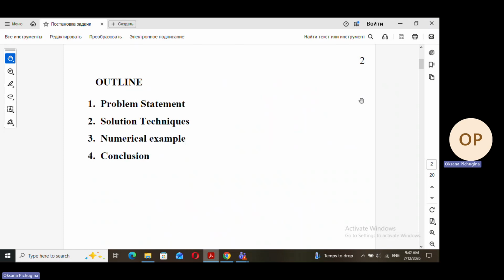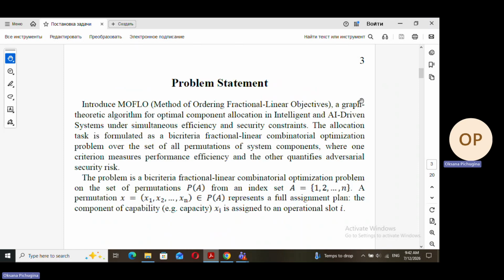The presentation has 4 parts: the problem statement, our solution technique, a numerical example, and conclusions. We introduce the method of ordering fractional linear objective on permutation, MoFlow. Each solution is a permutation representing a complete assignment of components to operational slots.